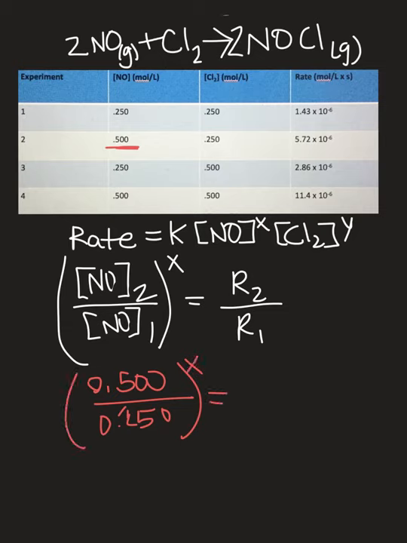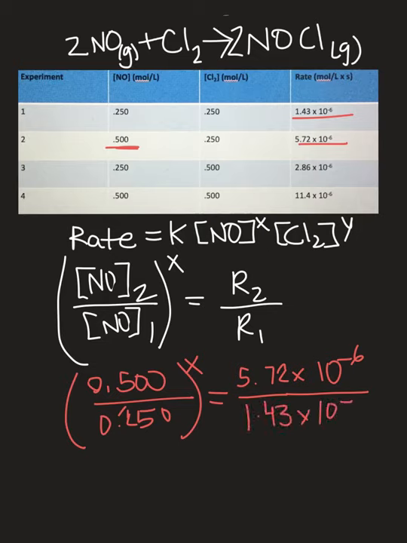And then for our rates, we're going to be using these two values. This is our rate in our second experiment, experiment number 2, which is 5.72 times 10 to the negative 6, divided by the rate from our first reaction, which is that value there, the 1.43 times 10 to the negative 6. So we can reduce this side of the equation further and also solve for this value as well.